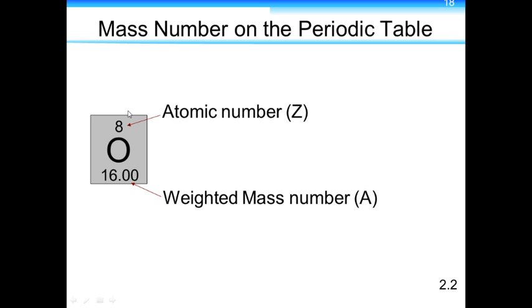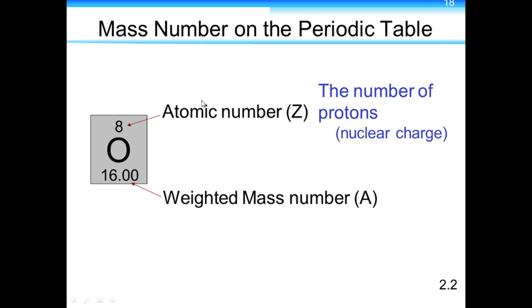So again, on the periodic table, they don't necessarily have the atoms arranged in any way that looks like our isotopic notation. They have the atomic number on top of the element, and then they have the weighted mass number below. Again, the atomic number is the number of protons. That will tell us something about nuclear charge, right? If each proton has a +1 charge, then oxygen would have a nuclear charge of +8.